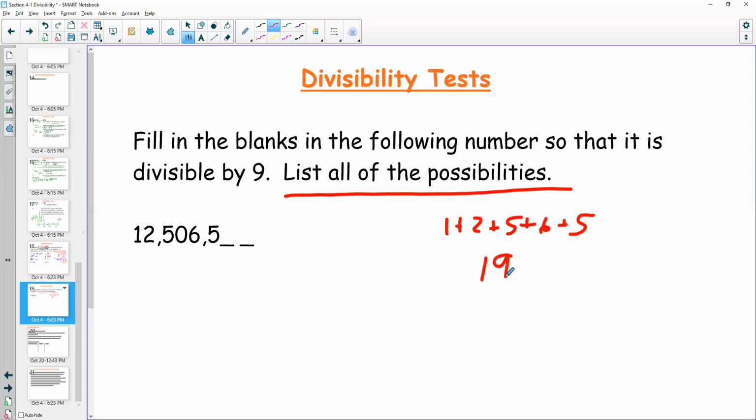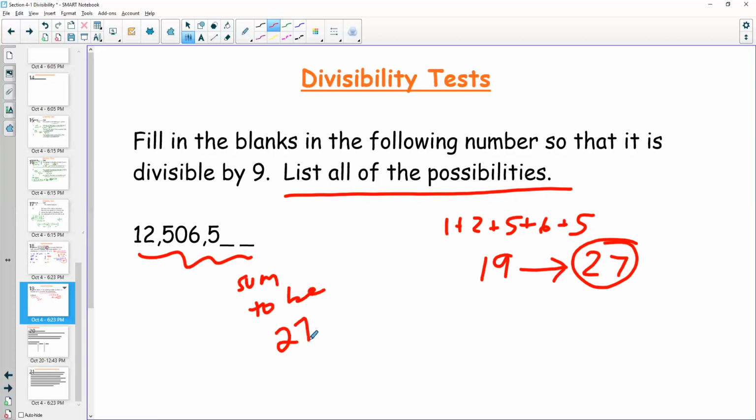What's the closest thing I can get to that is divisible by 9? Well, 9, 18, 27. So I want to get from 19 to 27 as the sum. I want the sum of the digits to be 27. So if I'm at 19, I need 8 more. Okay, well, so then let's see. I could put a 1 and a 7 in there. I could also put a 7 and a 1 in there.